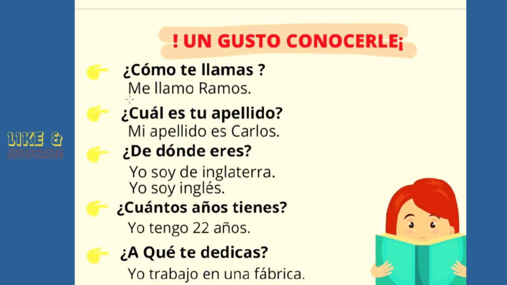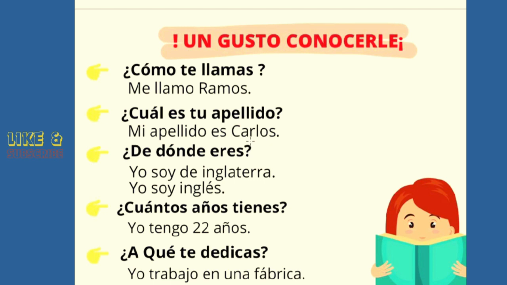There is first "me", and "mi" is "my". Me means myself and mi means my. Okay, so here he's saying "mi apellido es Carlos": my last name or surname is Carlos.